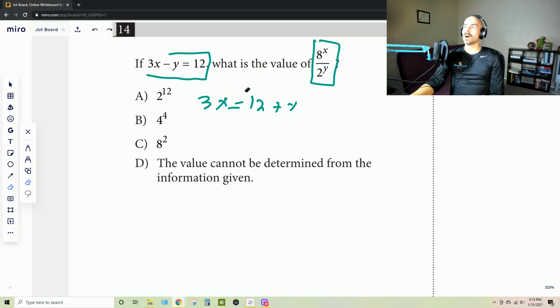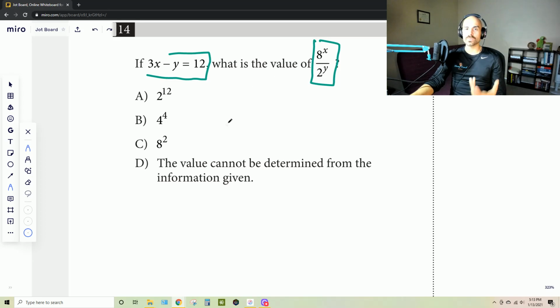Now, if I get 3x by itself, it's not going to help me solve for anything, because these things don't cancel out once they're on top of each other. That's not how exponents work. But what else do we have? Well, we have a fraction here.